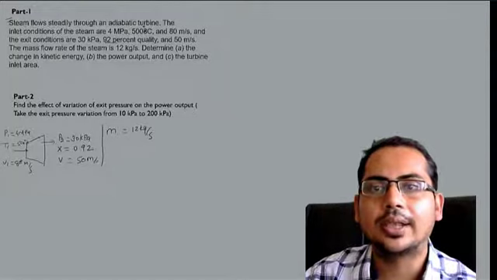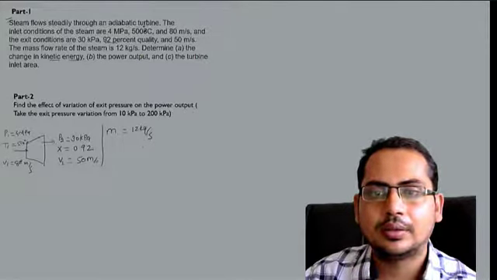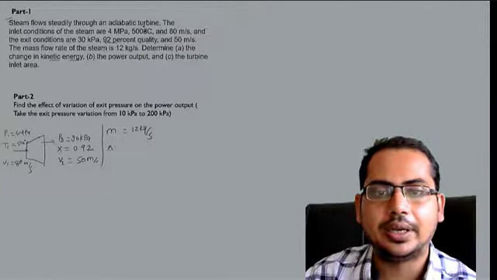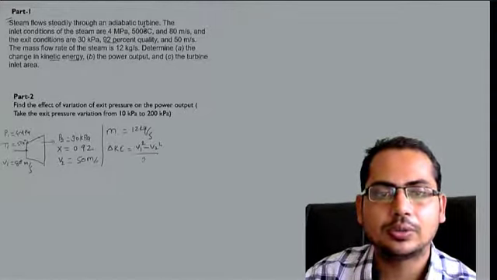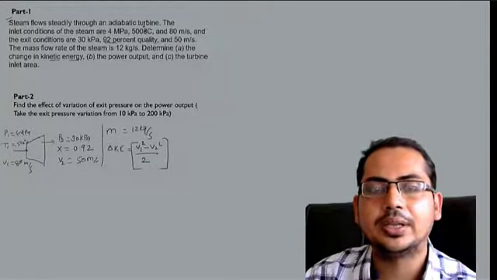Now they are asking about the change in kinetic energy, which is very simple to calculate. The change in kinetic energy, delta KE, will be (V1 square minus V2 square) upon 2. This will be the change in the kinetic energy. The second question: they are asking what is the power output.